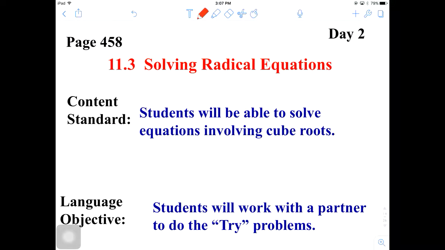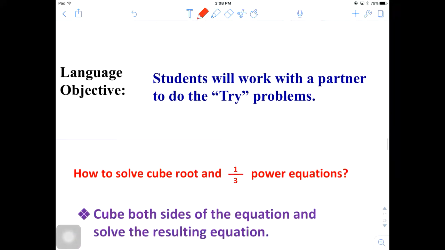Good morning, students. Today we're going to continue 11.3 and day 2, and that's going to be continuing solving equations involving, instead of square roots, it's going to be cube roots. So yesterday in day 1, we learned how to solve equations involving square roots, and now we're going to focus on the cube roots. So let's have fun doing that.